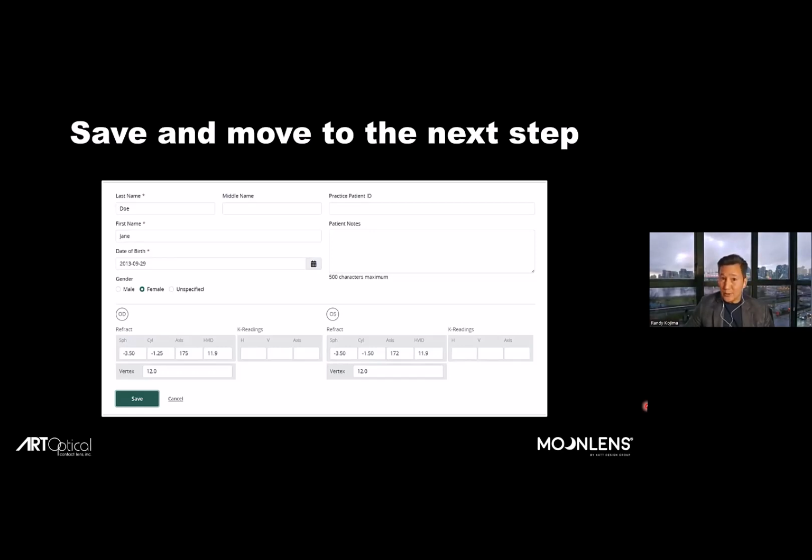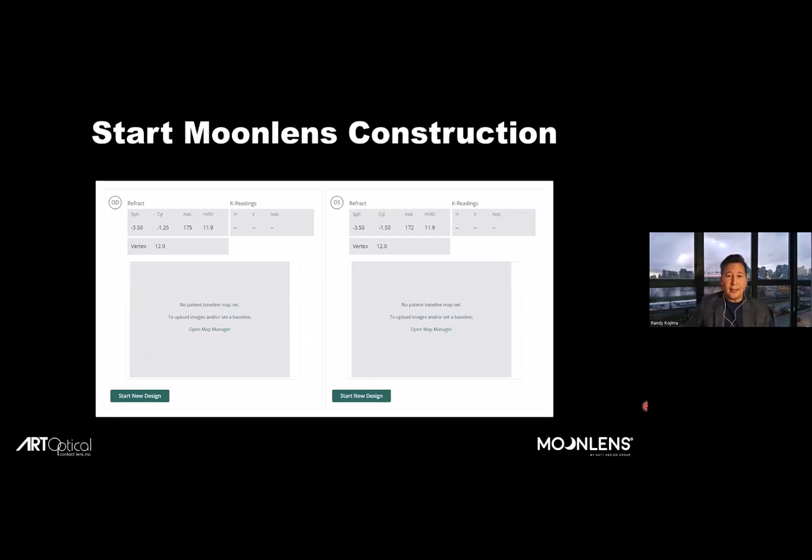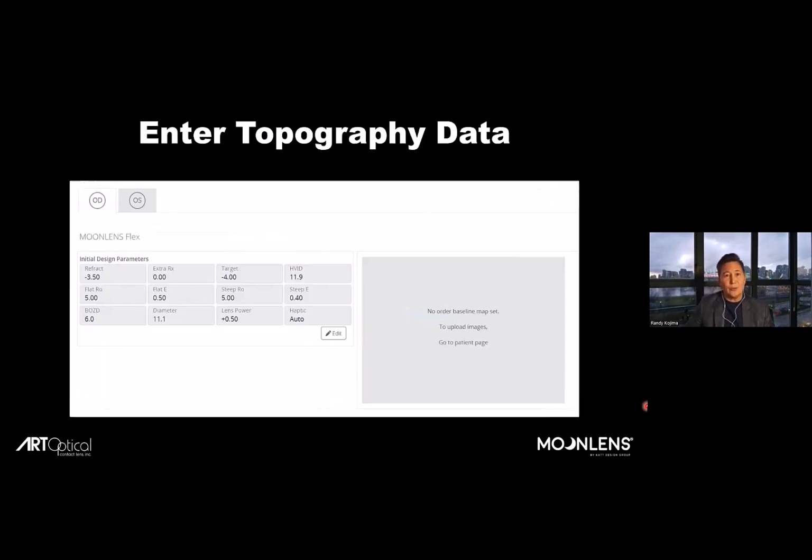But it's really important for the MOONLENS because it's going to use the date of birth as a reference point to calculating the appropriate optic zone size. So date of birth is important in the software. Now, once we're done, we can click Save and move on to the next step, and that is to upload the topographies if we had a linked topographer. But if you do not have a linked topographer, you're simply going to click Start New Design, and that will take you to the data window.